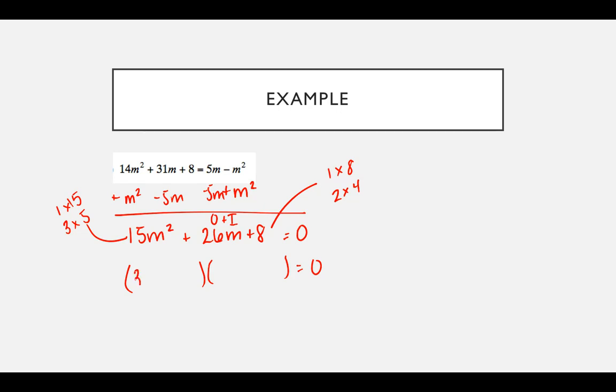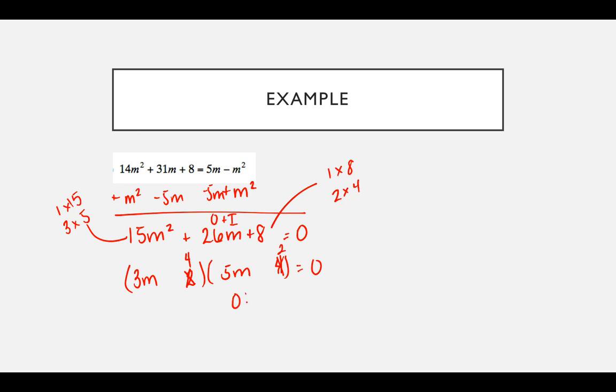So maybe I try 3m times 5m to give me 15m squared. And then maybe I try the 2 and the 4. So maybe I put a 2 here and a 4 here. Well, this is going to give me a 12 from my outside terms and a 10 from my inside terms. So that's not going to work. But maybe if I switch them, my outside's 6 and my inside is 20.